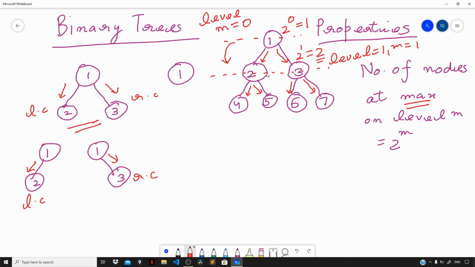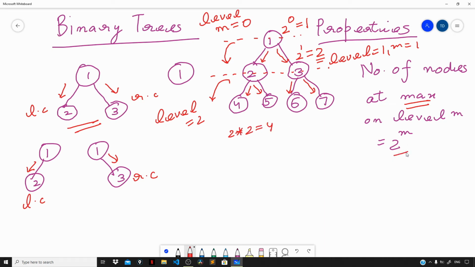Here you can also see that the next level will always have twice the number of nodes that we are having in the previous level. Now since in the previous level we are having 1 node, then in the next level we are going to have 2 nodes. And then if we move further to level 2, we will have twice the number of nodes that we are having in level 1. So 2 into 2, which is 4.